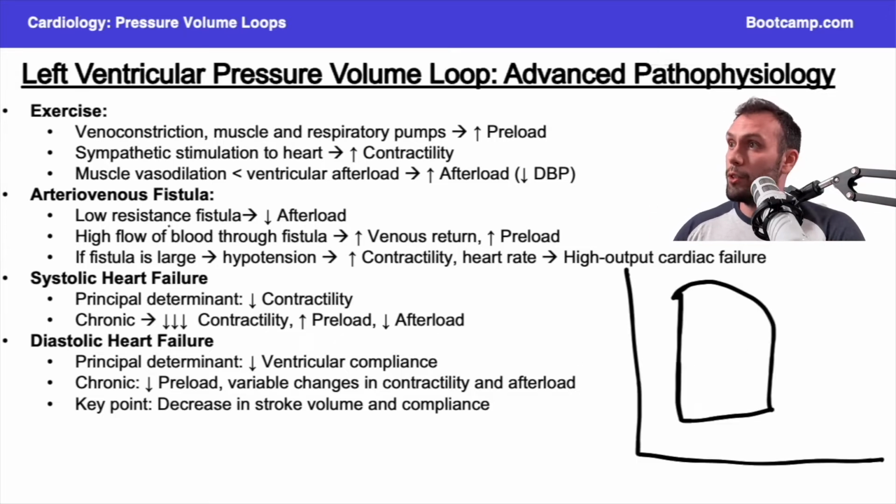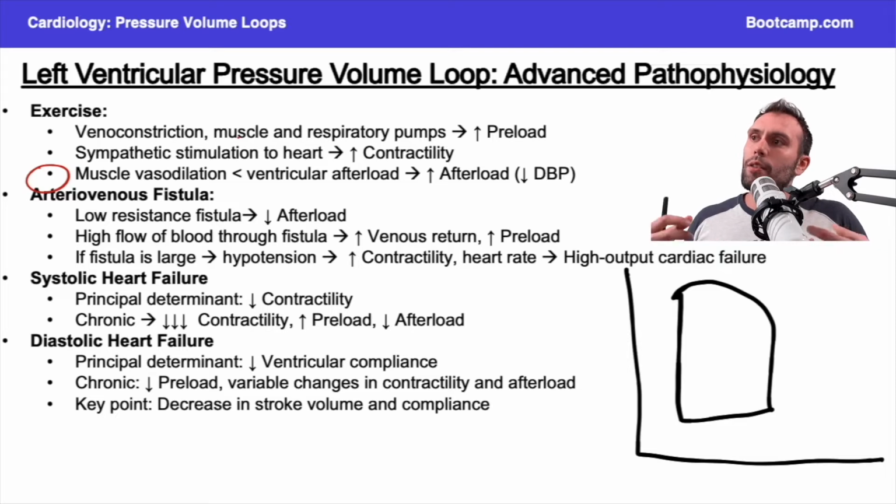Okay, so here's my curve. What happens with exercise? This is the hardest thing to understand here because we have a major exception to the rules that we've been applying. But let's start here. First off, we have venoconstriction. If I have venoconstriction, what happens? It shunts more blood back to the heart. The muscles will contract and we'll have a respiratory pump. So overall, we're going to get an increase in preload.